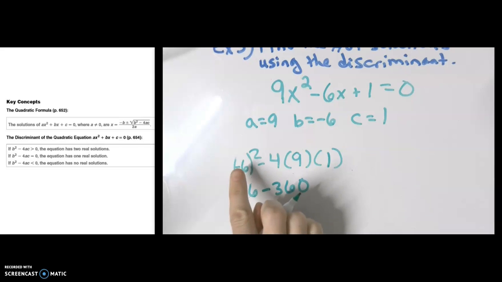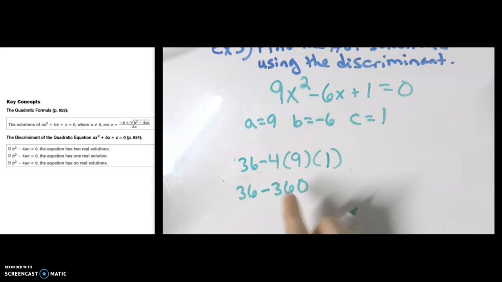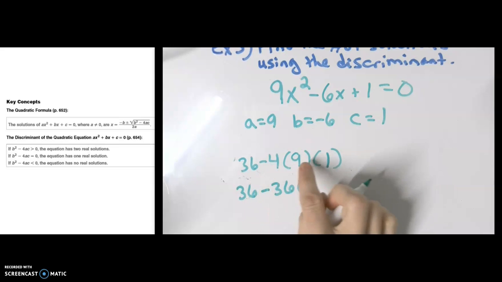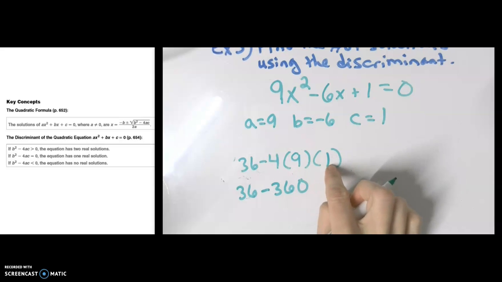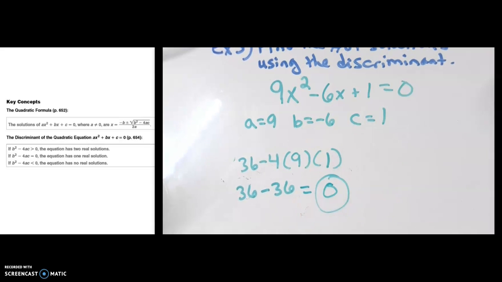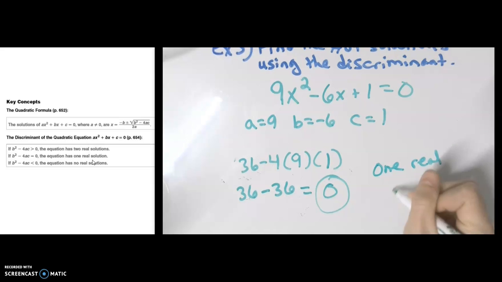Again, guys, order of operations, exponents first, then this would be 36 here, minus 4 times 9 times 1. You don't want to subtract these first. Order of operations says exponents, which we just did. Now you have to multiply. So negative 4 times 9 is negative 36. Negative 36 times 1 gives you negative 36. 36 minus 36 equals what? 0. So if b squared minus 4ac equals 0, the equation has what? One real solution. So my answer here is one real solution.